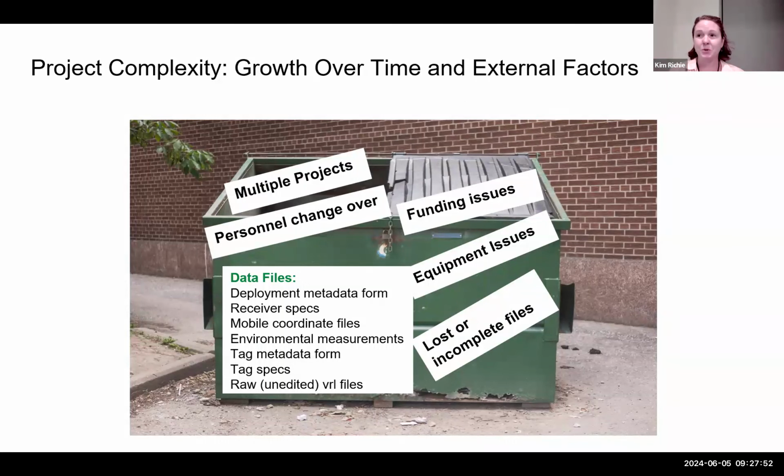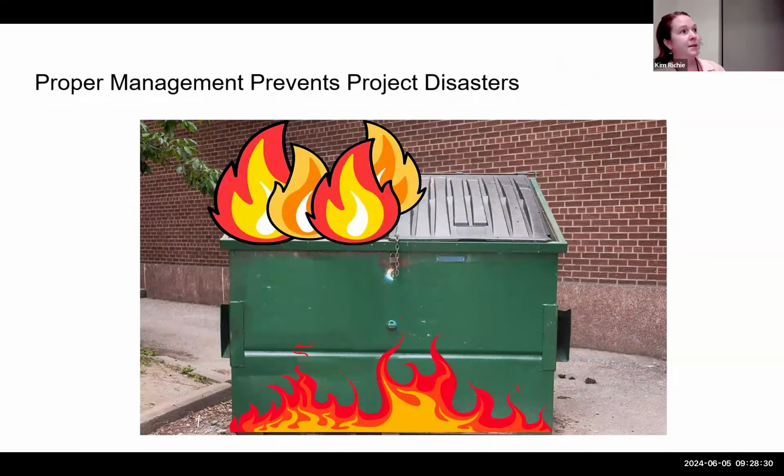You have equipment issues because receivers and tags are not infallible. Lost or incomplete files: say you're bringing receivers in and downloading, but you're using a field computer, that field computer breaks, and hopefully you've backed up everything somewhere else, but somehow VRL files have been lost from 10 years ago. And you have a lot of different types of data files I've put in here: your deployment metadata, your receiver specs, your mobile coordinate files, your environmental measurements, tag metadata, all of these things. And if those aren't taken into consideration when you start, this is what happens.